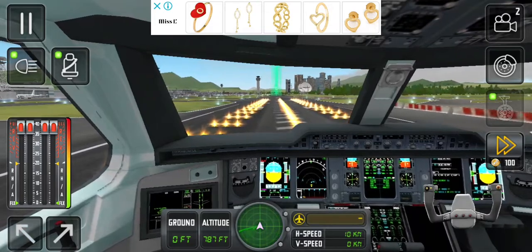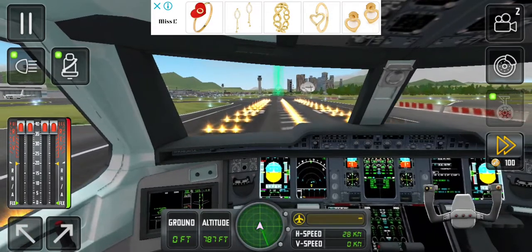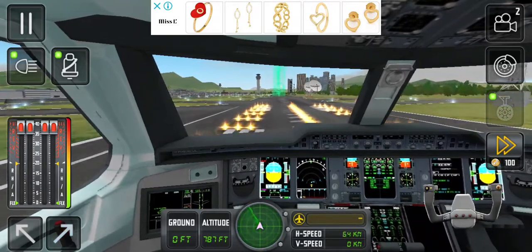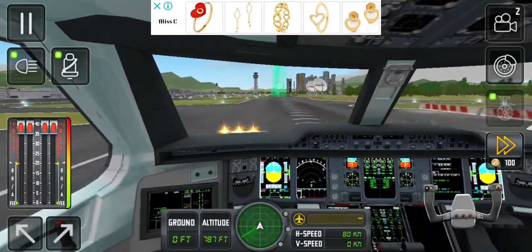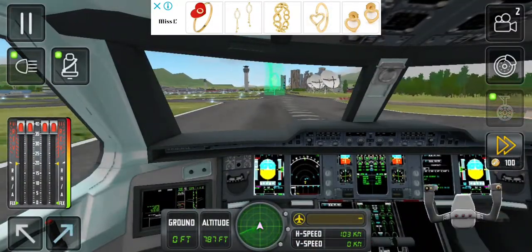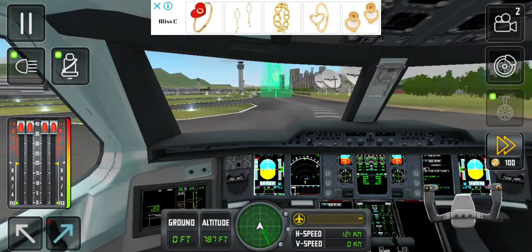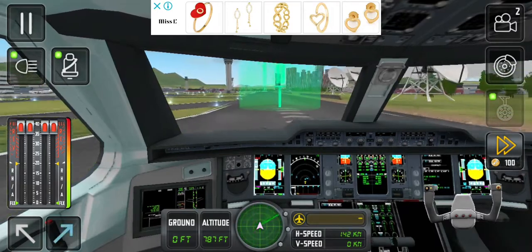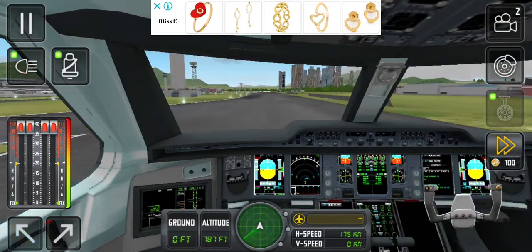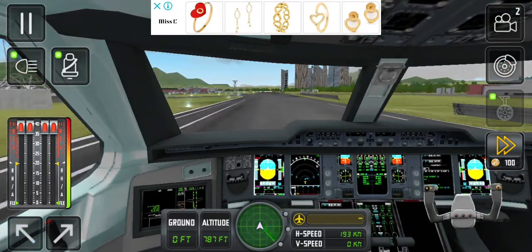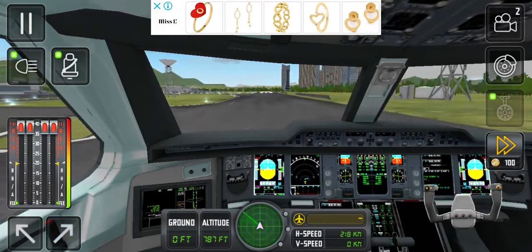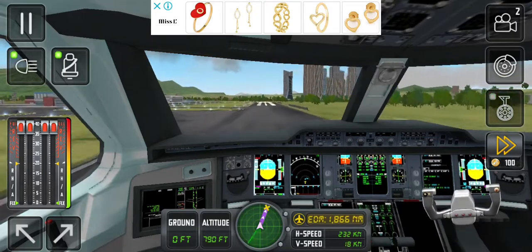Tower, this is Pakistan International A380, clear for takeoff. Roger that. This is Tower, Pakistan International A380, you are clear for takeoff and just turn straight heading 4400 altitude. I will tell you later about cruising altitude. Okay, sir, Roger that.